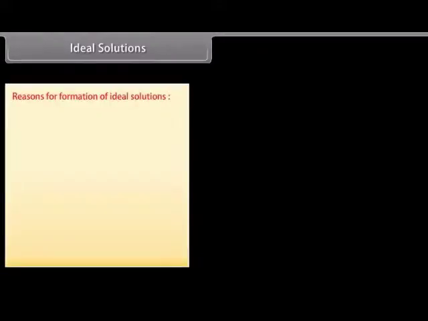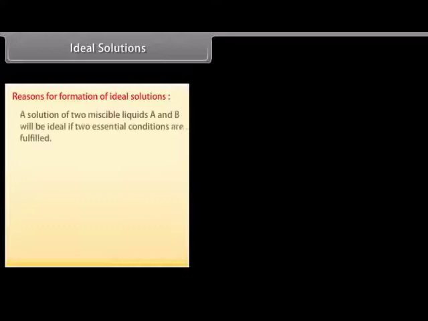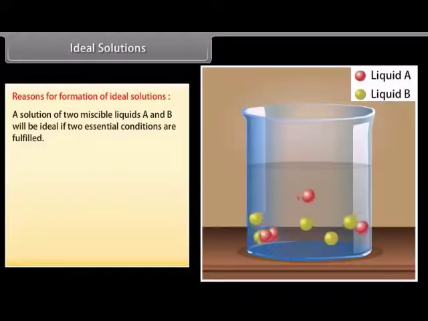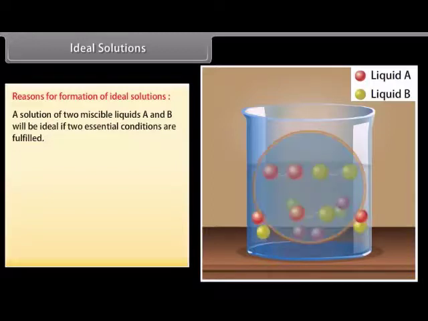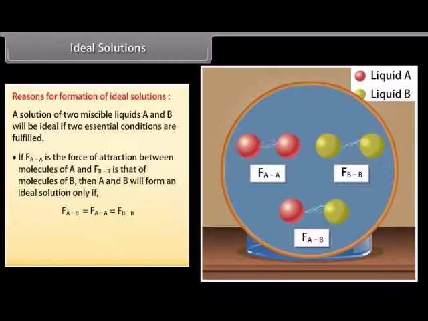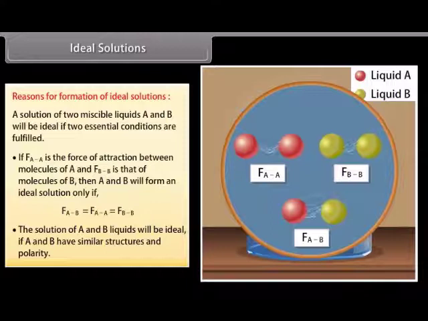Reasons for formation of ideal solutions. A solution of two miscible liquids A and B will be ideal if two essential conditions are fulfilled. The force of attraction between molecules of A and B is equal to the force of attraction within molecules of A and the force of attraction within molecules of B. The solution of A and B liquids will be ideal if A and B have similar structures and polarity.